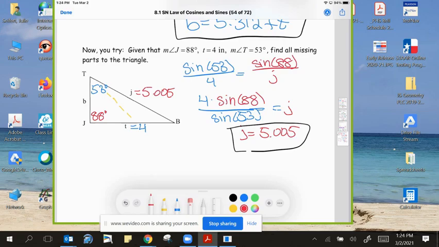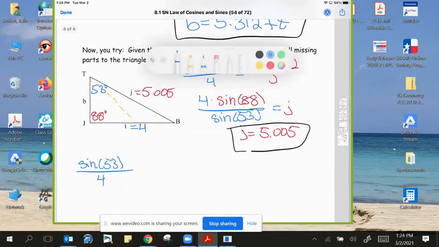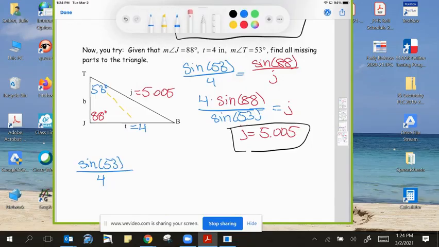Okay, so I'm going to use law of sines again to find the b's. So we'll start with that same sine 53 over 4 because it's the opposite pair that was given to us. Then set that equal to sine of b over little b. We will need to calculate angle b, but we can do it easy enough. 180 minus 53 minus 88. That makes angle B 37 degrees.